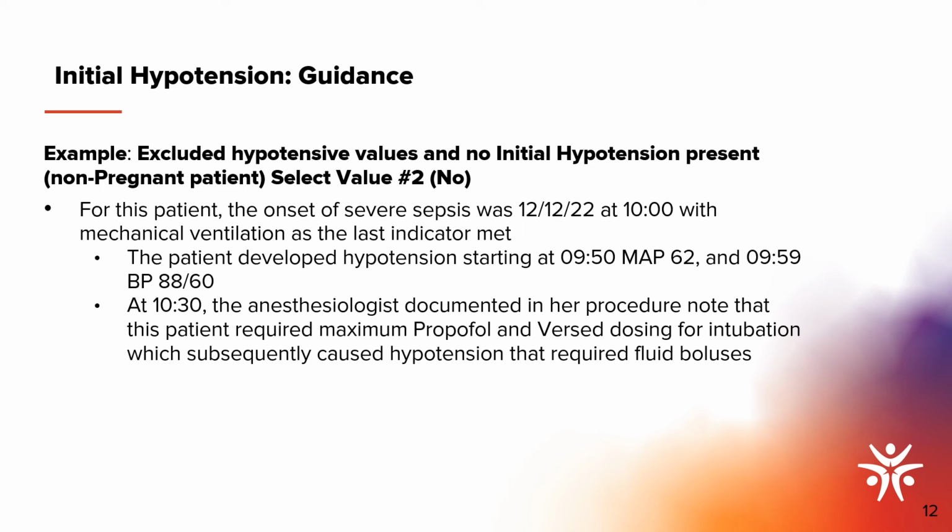Let's review an example of an excluded hypotensive value. For this patient, the onset of severe sepsis was at 10 o'clock on 12/12, with mechanical ventilation as the last indicator met. The patient developed hypotension starting at 9:50 with a MAP of 62, and at 9:59, the blood pressure was 88/60. At 10:30, the anesthesiologist documented that this patient became hypotensive and required fluid boluses after receiving the max dosages of propofol and Versed for intubation.